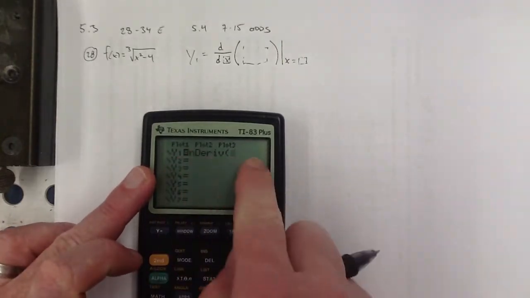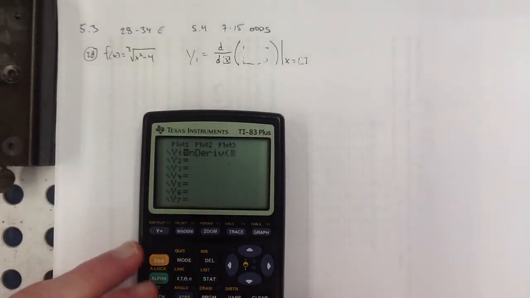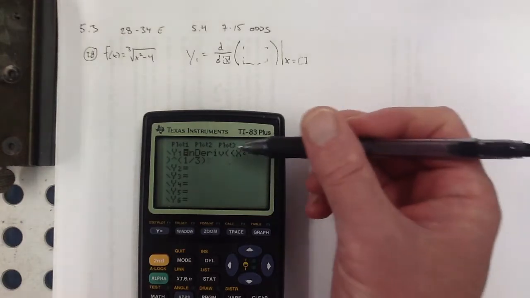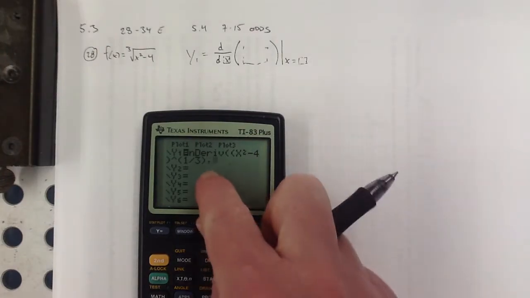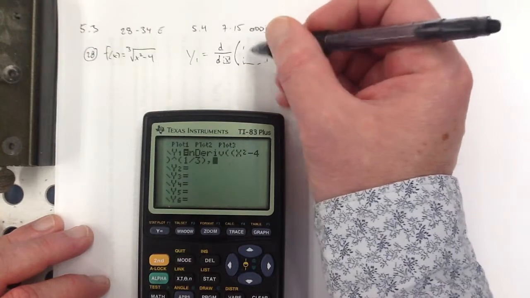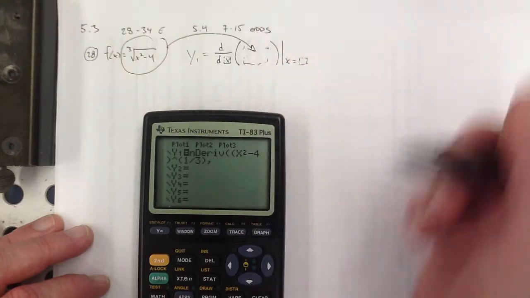For my way of doing this, and just in case any of you have an old calculator, I need to put the function first. So that's x squared minus 4, to the 1/3 power. And that looks good. Right, and then a comma for me here. You don't need any commas for this. So this is where you're going to put your function. I'm not going to rewrite it there.